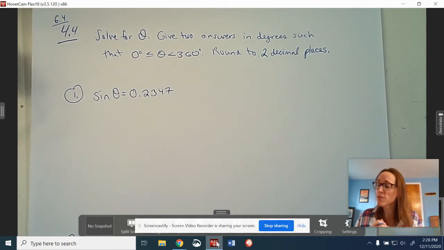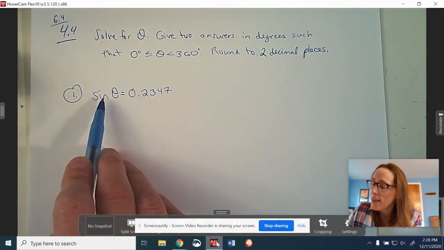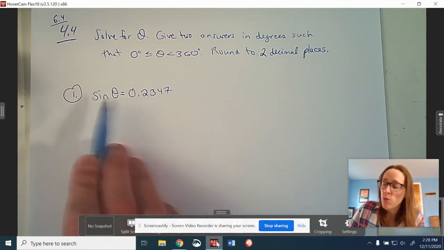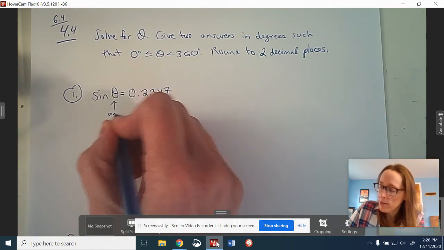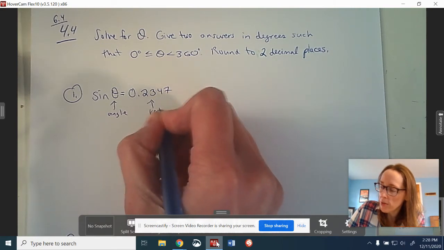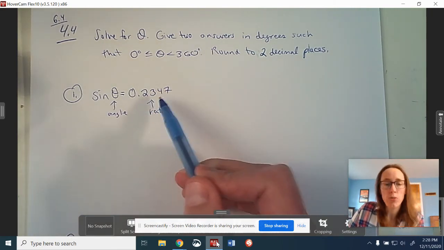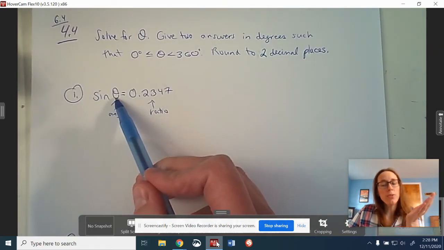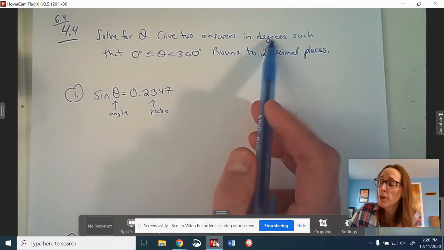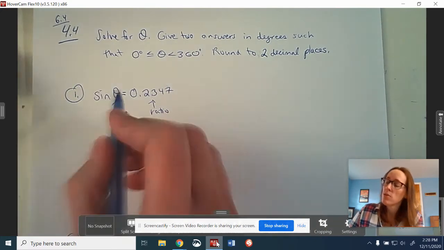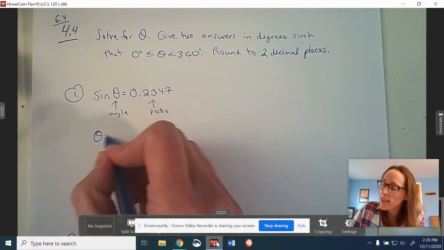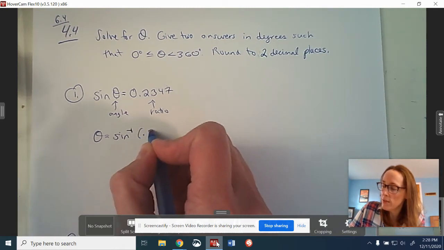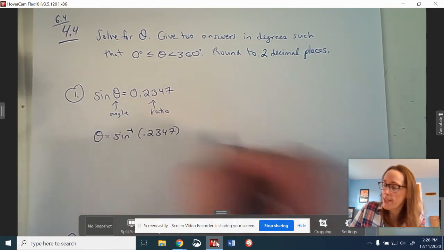So example 1, sine of theta equals this. That's a ratio. We're trying to find the angle. We're given the ratio. Remember, ratios don't have units, so this is neither degrees nor radians. This angle could be degrees, could be radians. We want to find it in degrees. So to solve for theta, that's where we use the inverse button on the calculator. That's the only time we use the inverse button, when we're looking for the angle.